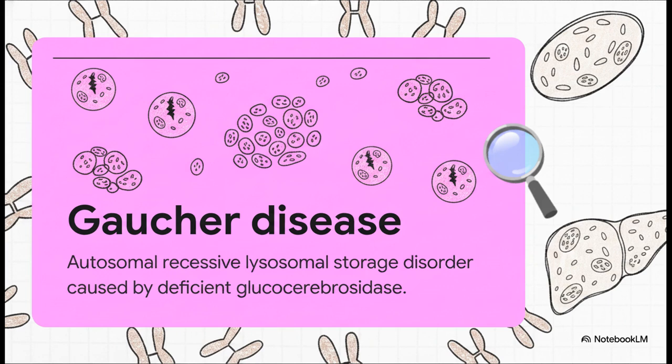It's an autosomal recessive lysosomal storage disorder. And this all happens because a very specific enzyme, glucocerebrosidase, is completely deficient. Now, in a normal scenario, this enzyme acts as the cellular cleanup crew, right? But here, its absence leaves the body's recycling system totally unable to do its job.